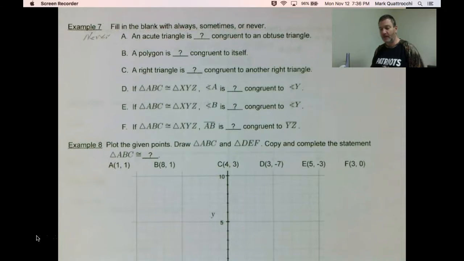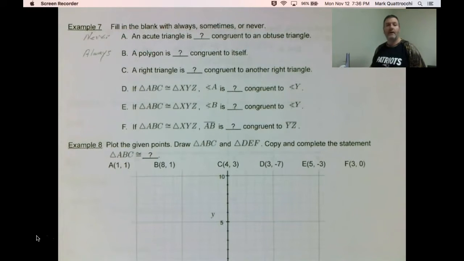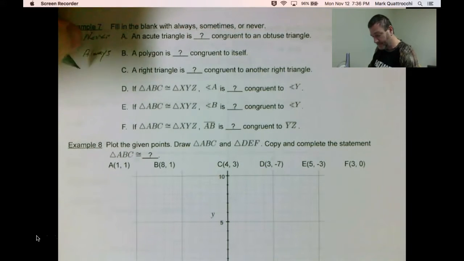congruent. A polygon is always, sometimes, or never congruent to itself. Well, would a polygon's angles be corresponding to each other? Yes. Would they be congruent to those corresponding angles and sides? Absolutely. The answer is always. A right triangle is always, sometimes, or never congruent to another right triangle. Well, there are many different types of right triangles, and just because they have right angles in common doesn't mean that the other two angles must be congruent to each other. So this is sometimes.